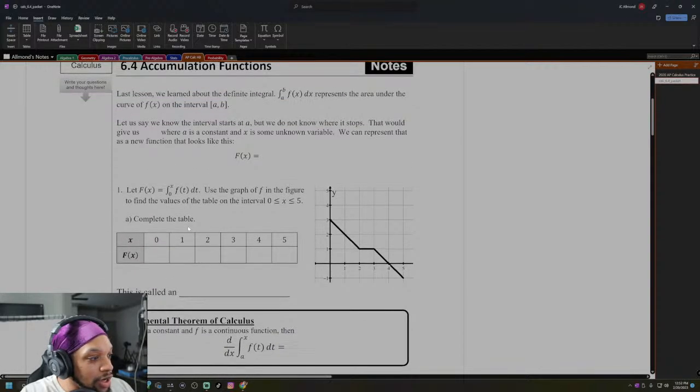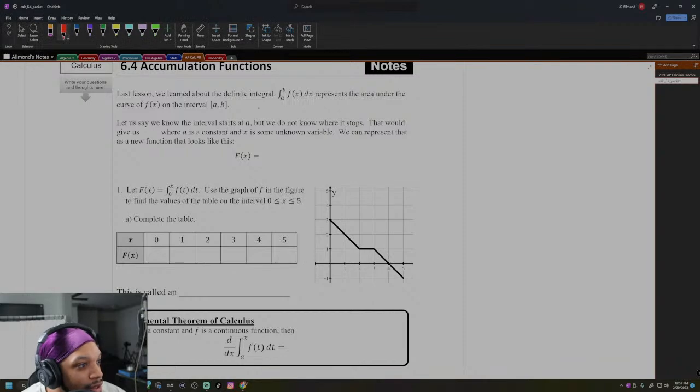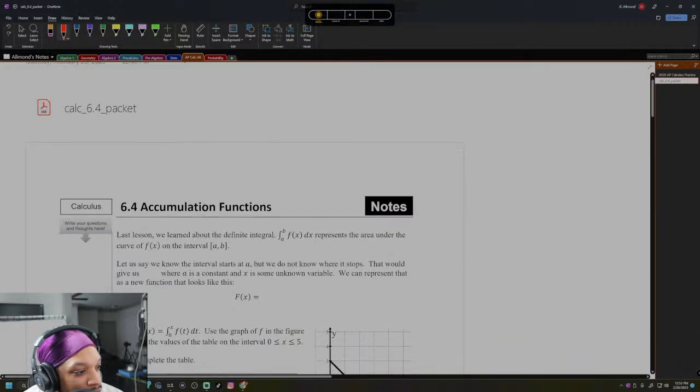I'm ready. Okay. I guess we can just start with number one, right? Yeah. All right. So it says, remember FTC. Let's recap first before we just dive right in. Let me read what this says real quick. Last lesson we learned about the definite integral. Okay, so that symbol means, let me get my tablet here. You see what I'm reading at the very top? Yeah. So this represents the area under the curve from A to B. We already know that.